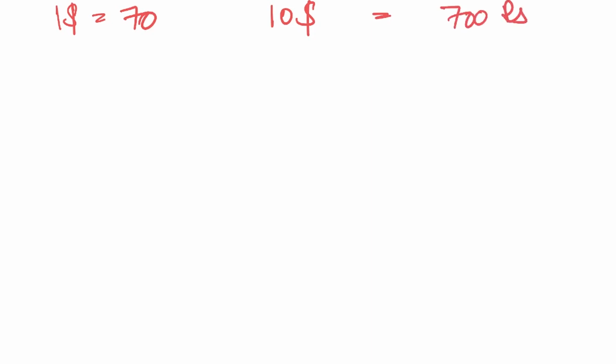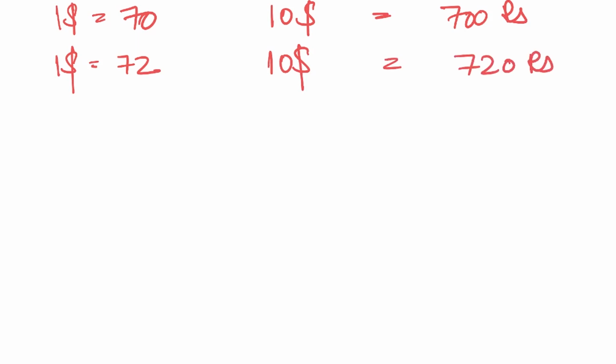Now assume that $1 is equal to 72, that is you have to spend 72 to buy 1 unit of dollar, and again the same bill of $10. So how much does this Indian importer have to pay? 720 rupees. Now if you see, earlier he was paying 700, now he has to spend more to clear a bill of $10, that is 720 rupees. So when the value of Indian currency depreciates, it is not a favorable position for the importer, and it is vice versa.